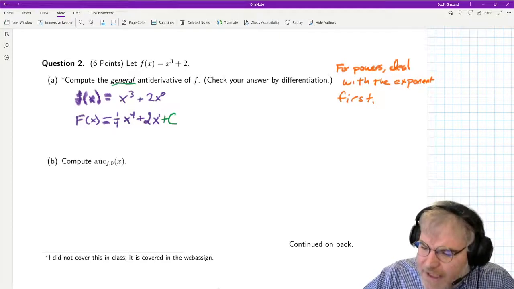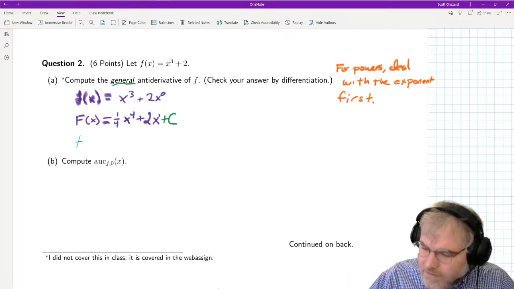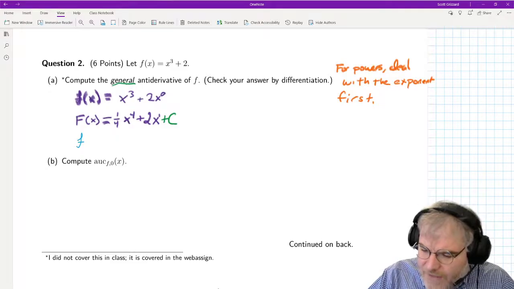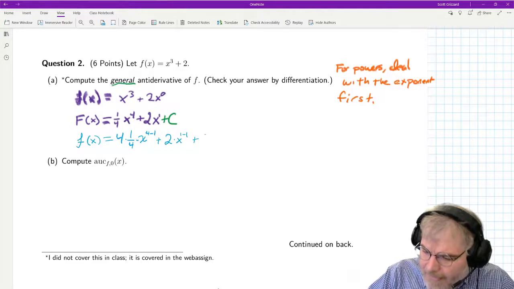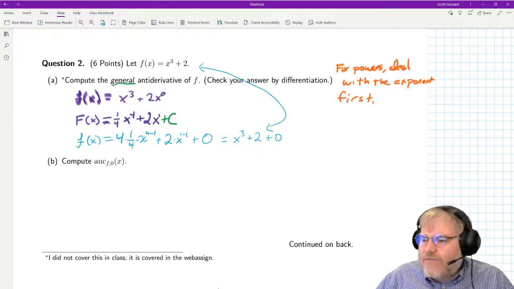Now, what I'm going to do is check my answer. So I get F prime of x equals, now I'm going to get 4 times 1/4 times x to the 4 minus 1 plus 2 times x to the 1 minus 1 plus 0. And that equals x cubed plus 2, which is the exact same thing as I had here. Okay. How do we feel about that problem, 1 to 5?